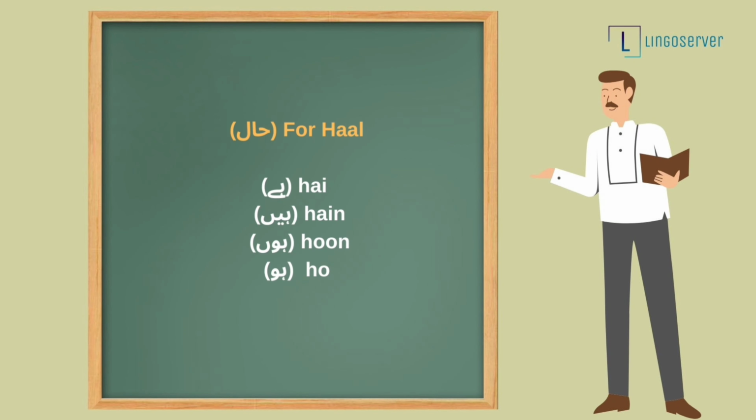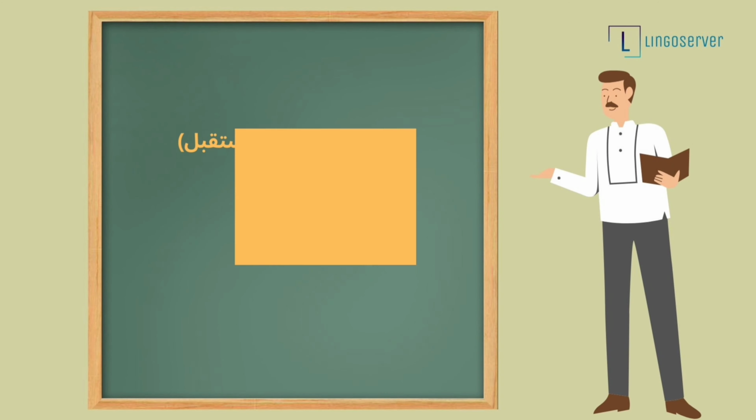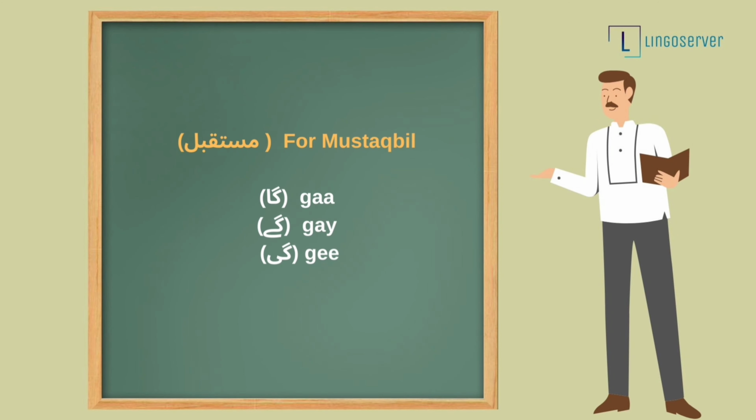So, for hal, we use hai, hu, and ho. For madi, we use tha, thi, the, and thi. And for mustaqbil, we use ga, ge, gi.